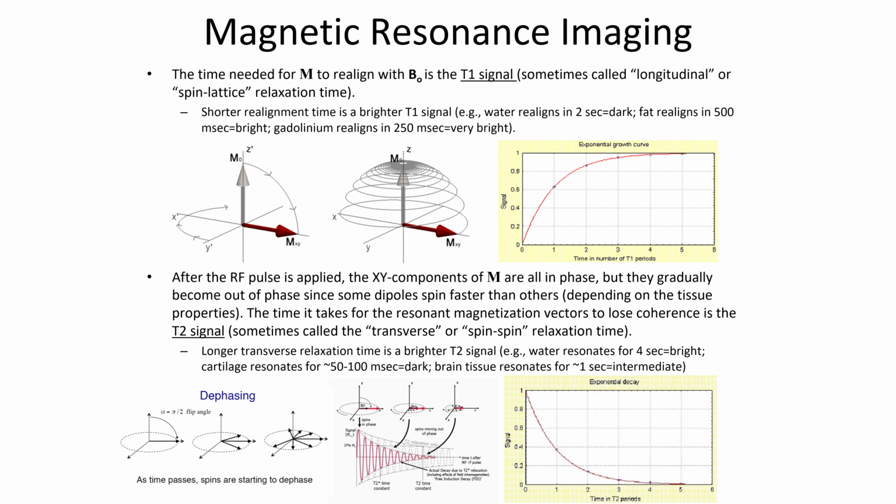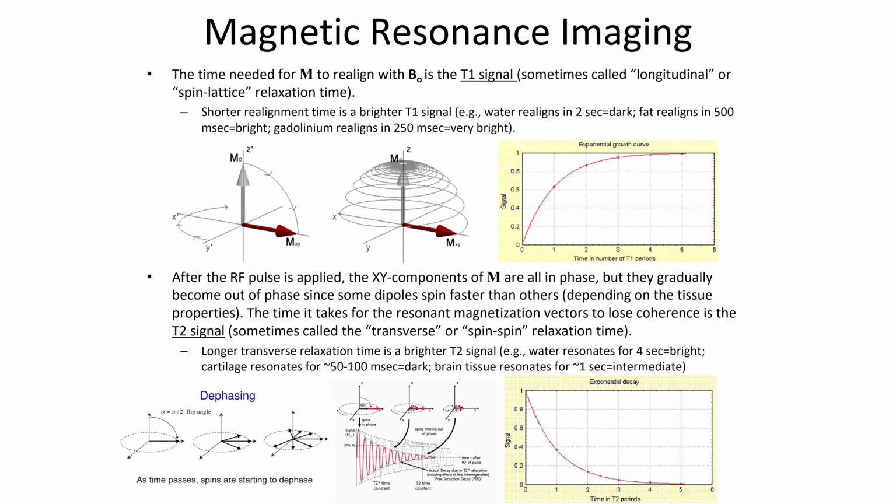So with the T2 signal, after we apply the radio frequency pulse, the XY components of the M vector are all in phase, meaning they're all aligned, let's say, just all in the X direction. But once the radio frequency signal disappears, they will gradually go out of phase as some dipoles spin faster than others, depending on the tissue properties again.